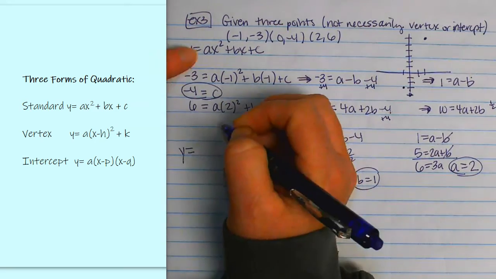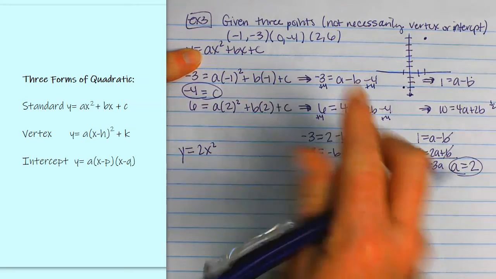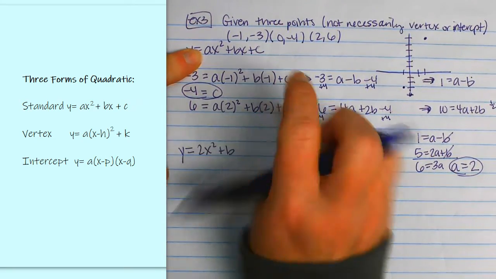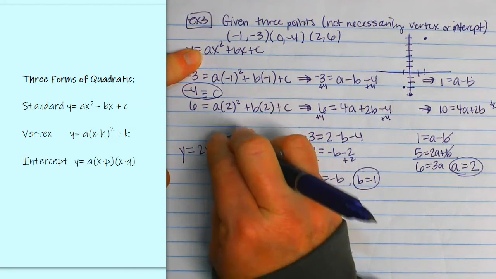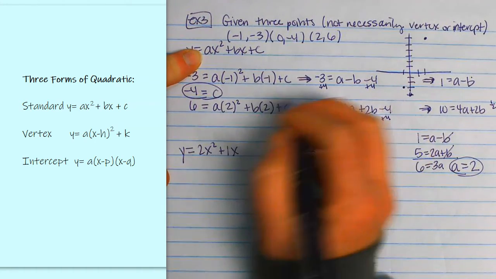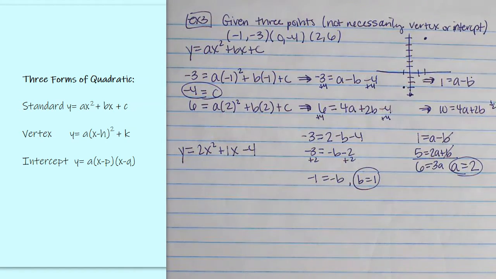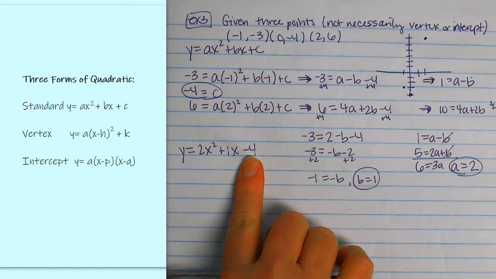Y equals, right here, A is 2, so 2x squared, B is 1, so I want to write plus 1x, and C is -4. So now I have it in the form where I have ax squared plus bx plus c.